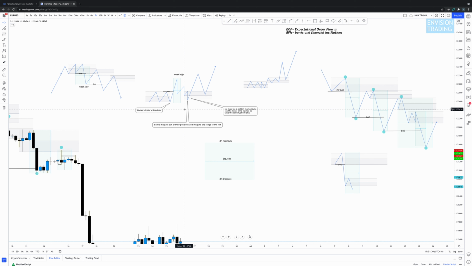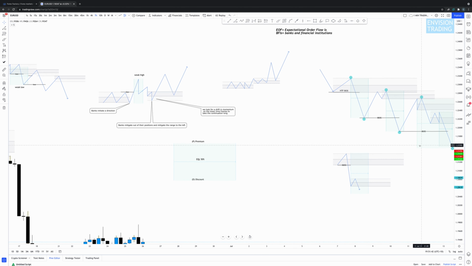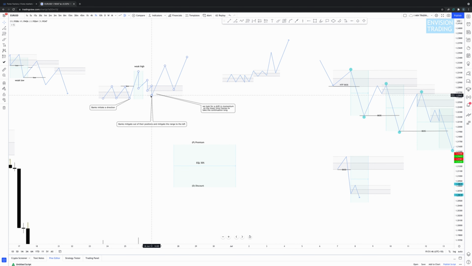What we want to do is follow in the footsteps of the banks and financial institutions. So when they push price back down to these ranges here, I'll zoom in a little bit. They push price back down here to mitigate this range to then push price back up. So this is where we want to get in. I've got it written here, banks mitigate out of their positions. They mitigate this range to the left and then continue the flow. Okay, so this is order flow. We're looking to take this here and this as a continuation long to break this high. And that is also what makes up a trend.